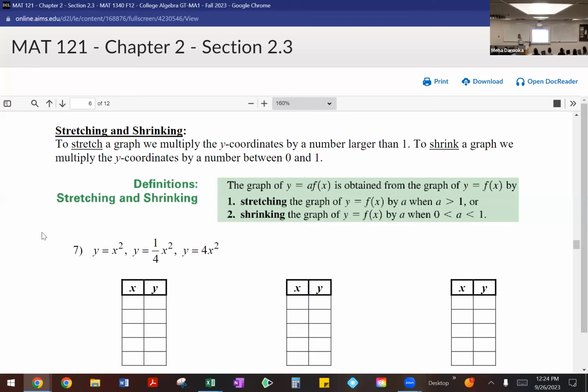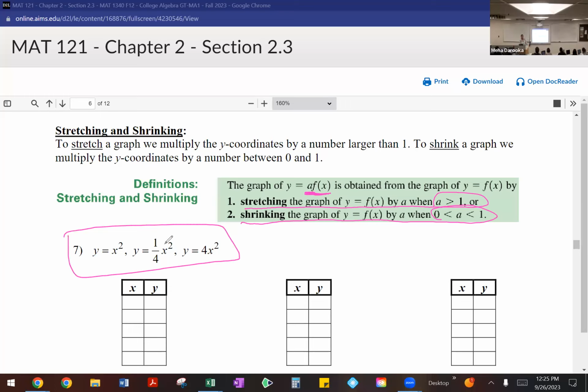All right, so to stretch a graph, you have to multiply your y coordinates with a number larger than 1. So that a value that I was showing you at the beginning needs to be a value larger than 1. If you want to shrink your graph, your y coordinates have to be multiplied by a number between 0 and 1. So again, your graph will stretch if the a value is larger than 1. Your graph will shrink if the a value is between 0 and 1. And you basically multiply that a value in front of your graph because you're literally multiplying it to your y coordinates. So let's take a look at these guys here.